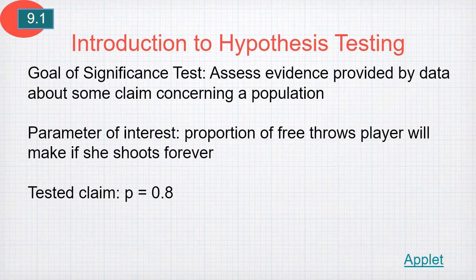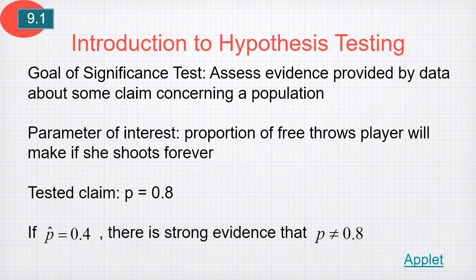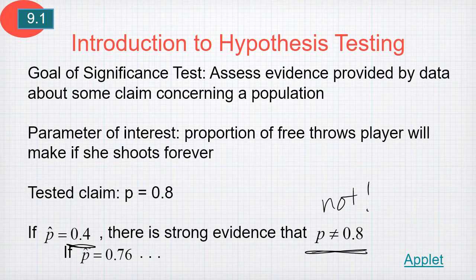So let's say she would have made 10 out of 25 shots. That gives us a p-hat of 0.4 here. If that was what our data said, there is strong evidence to say that our proportion is nowhere near 80%. But then the question arises, well, what if you get something like a p-hat of 0.76? Is that strong enough evidence to say that it's not 80? So this is what hypothesis testing is really all about.